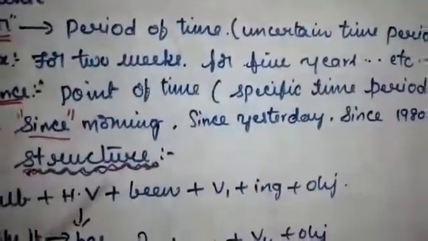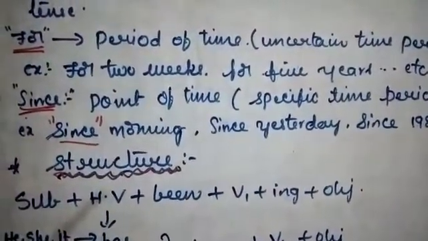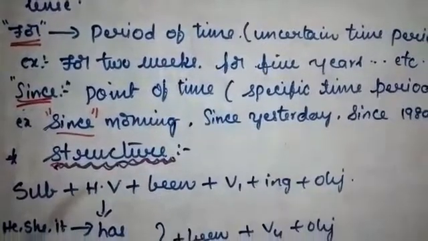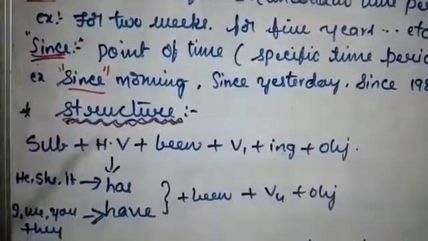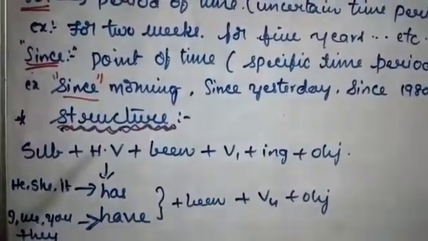The structure is subject plus helping verb plus been plus V1 plus ing form plus object. So for subjects he, she, it, the helping verb is has; for I, we, you, they, the helping verb is have, plus been plus V1 plus ing plus object. This is about present perfect continuous tense.